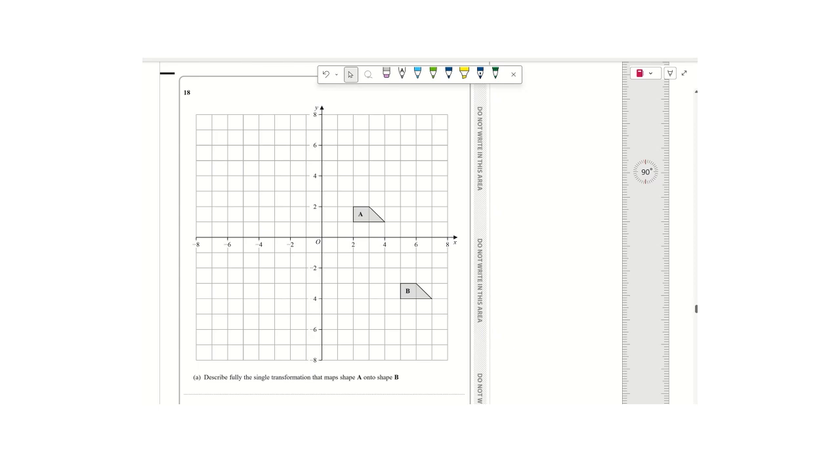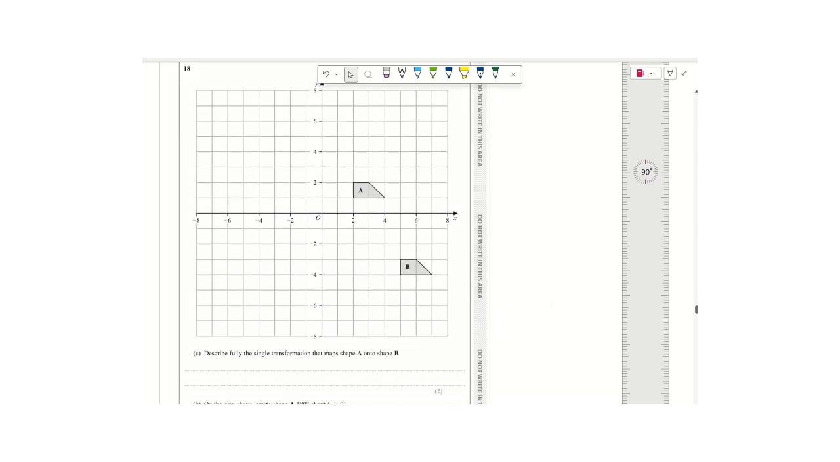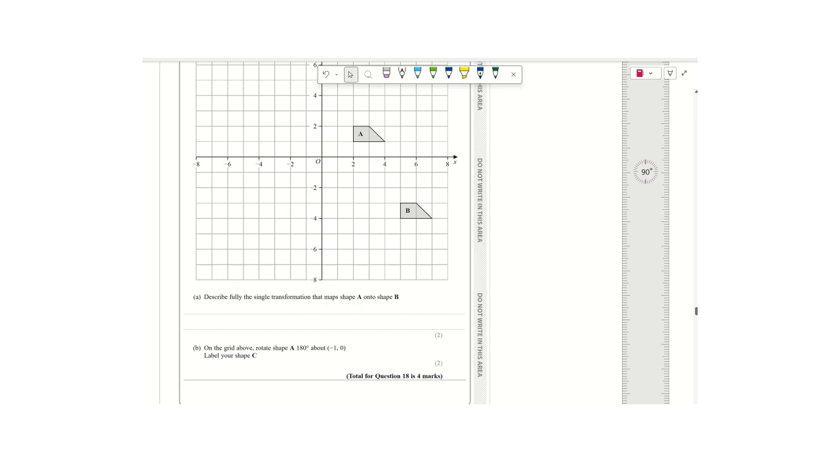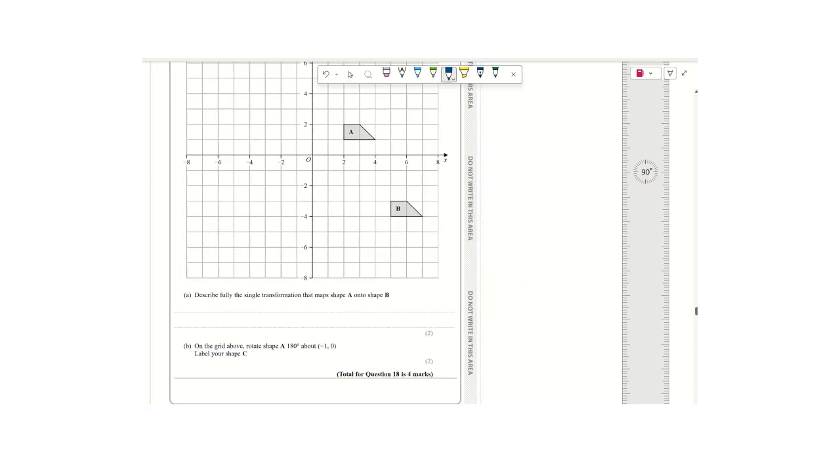Question 18. Describe fully the single transformation that maps shape A onto shape B. Well, this is going to be a translation because it's the one that moves, it slides, it hasn't turned or flipped over. And how far has it moved? Well, if you pick this corner, it's gone 1, 2, 3 spaces across, so 3 to the right, and then it's gone 1, 2, 3, 4, 5 down. So we've got to put that in what we call our vector form, so it went 3 across and 5 down.